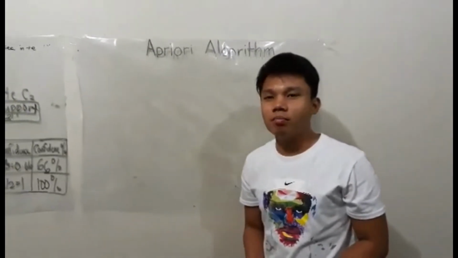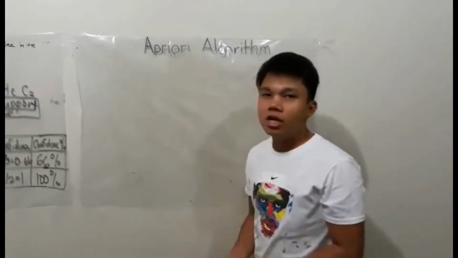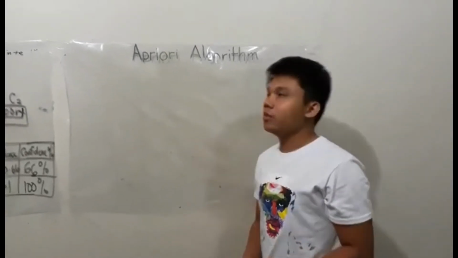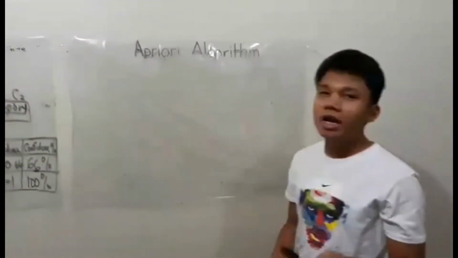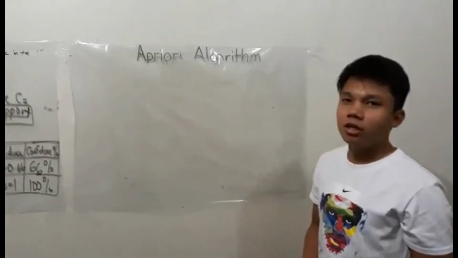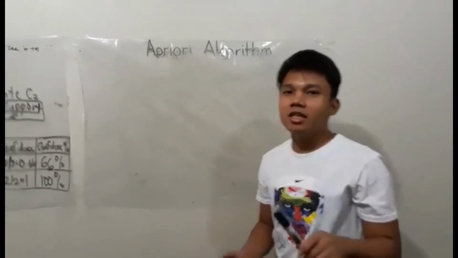Apriori algorithm. First, I will discuss the meaning of a priori algorithm. What is a priori algorithm? A priori algorithm is an algorithm for mining frequent item sets for Boolean association rules. A priori algorithm uses a bottom-up approach where frequent subsets are extended one item at a time, which is known as candidate generation, and the group of candidates is being tested against the data.